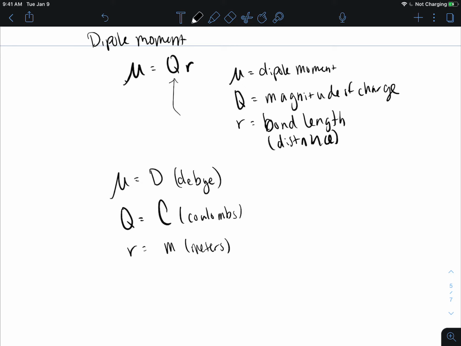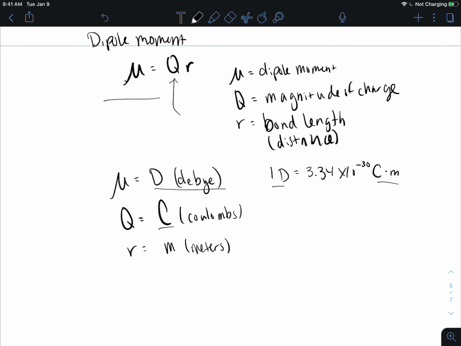Now, once we have our values in Coulomb and meters, we actually do need to get all of these into the same unit. So we will use our conversion from debye into coulombs, which will allow us to cancel that out. So 1 debye is equal to 3.34 times 10 to the negative 30 coulombs times meters. So we can convert our debyes into coulombs when we use this equation, or we can convert our coulombs into debyes in order to use this equation.